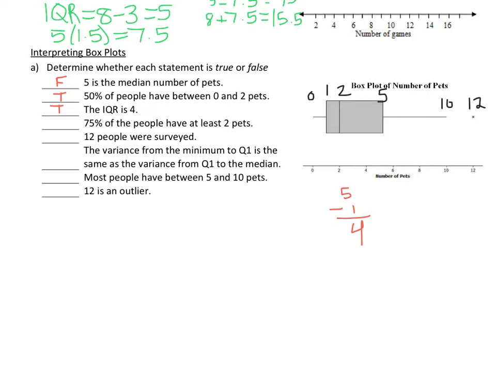75% of the data have at least 2 pets. Well, 2 pets is the median, which means this is 25%, and this is 25%, which makes 50, not 75. So this is false.